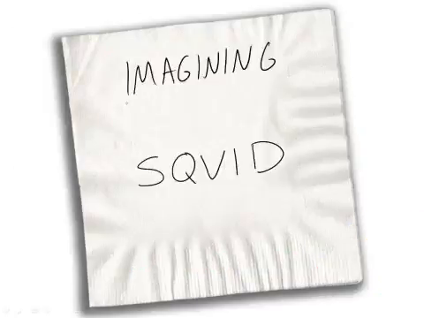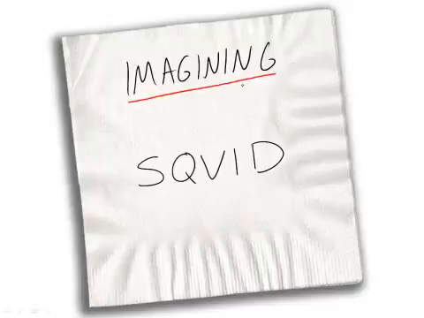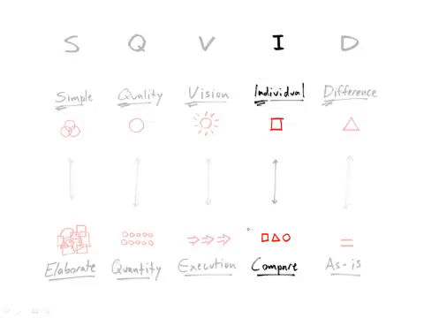This lesson, we're still in the process step of imagining. We're still on the squid, and now we are on letter 4 of the squid, the I, which, as we remember, stands for individual or comparison.